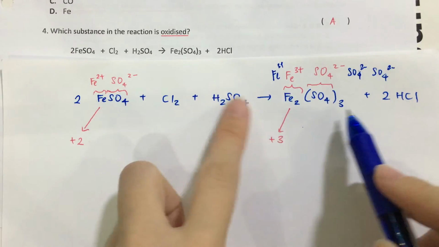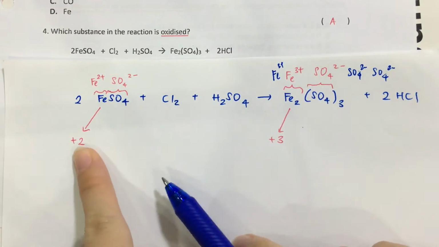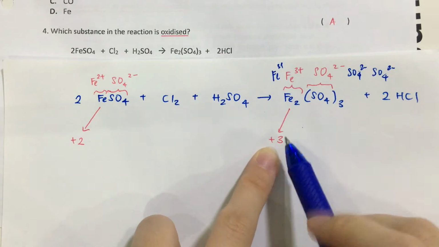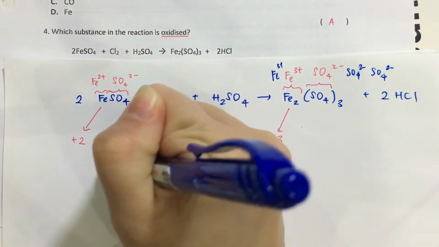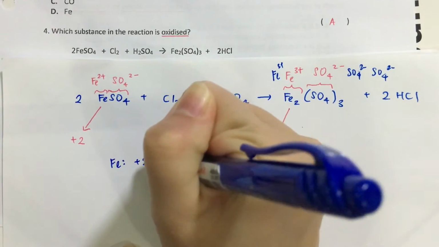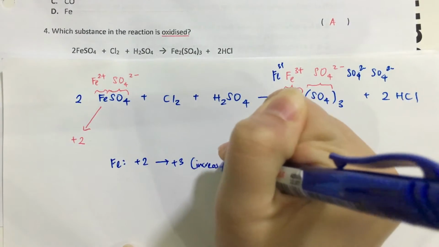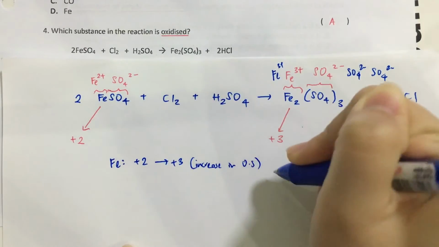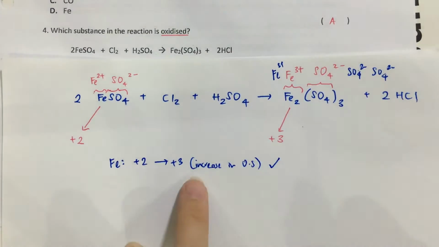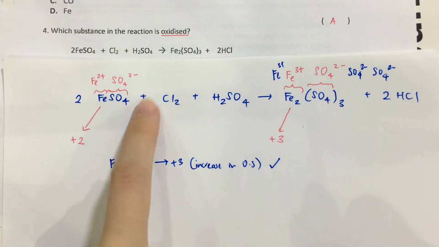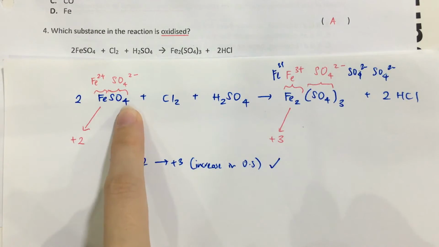So before you even do the rest, you can tell that from +2 to +3, there is an increase in OS. So for iron, +2 to +3 is an increase in oxidation state, which means that yes, oxidation has taken place for iron, and this is the one that has oxidized, FeSO4. Okay, if you want to continue and try the rest, you may do so as well.